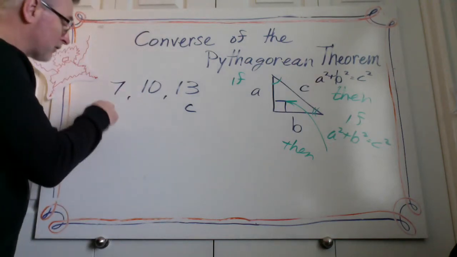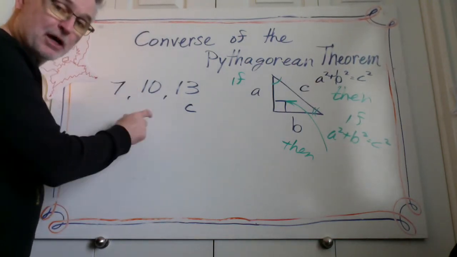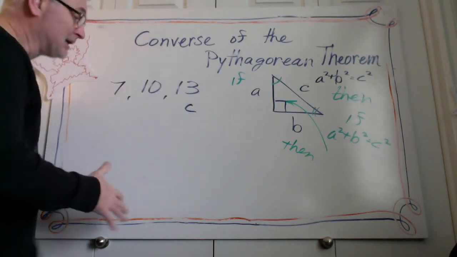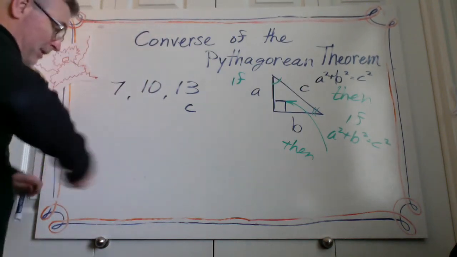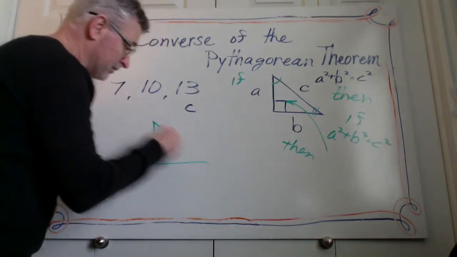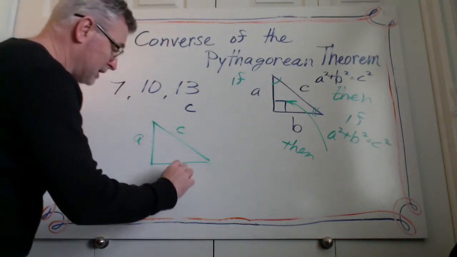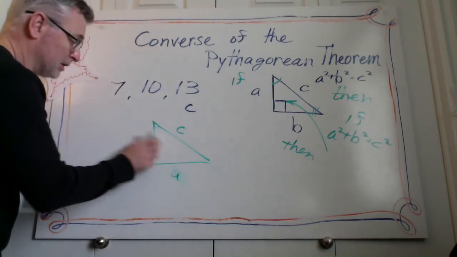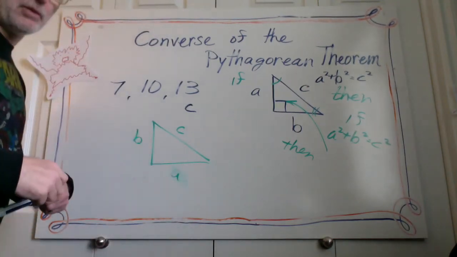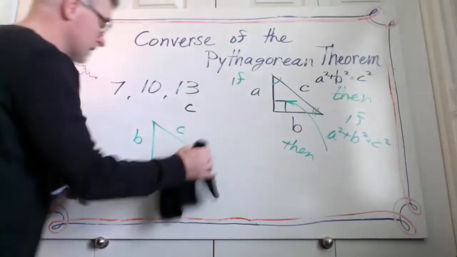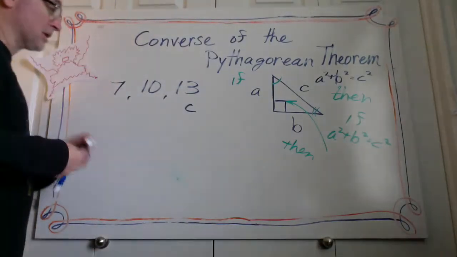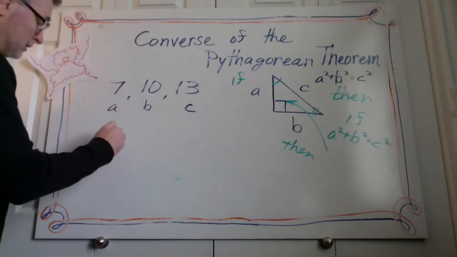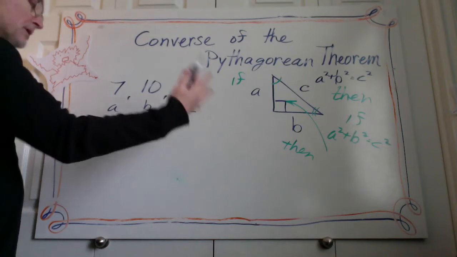It doesn't matter if I take 49 and add it to 100, it's going to be 149. Or if I take 100 and add it to 49, it's going to be 149. It does not matter which way I set this up. This is my C. A could be here, or B could be here. Or A could be here, B is over here. Either way works. So I'm just going to call this A and this B, whatever. So if a squared plus b squared equals c squared, this is a right triangle.